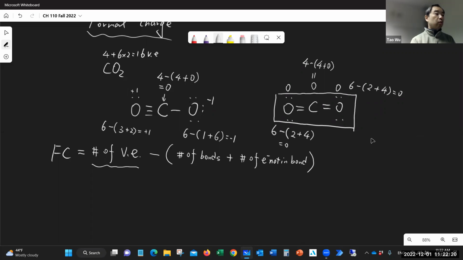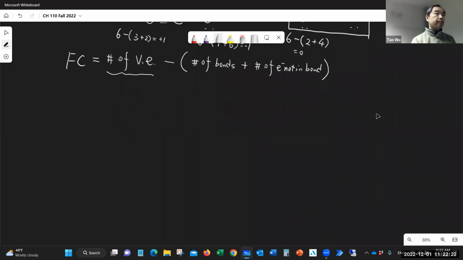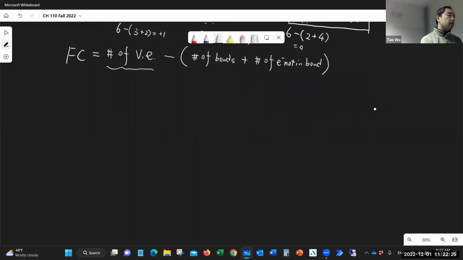And let's do another one, a more complicated one. Let's see the PO4 3 minus. This is a phosphate ion. You can draw the phosphate ion like this.